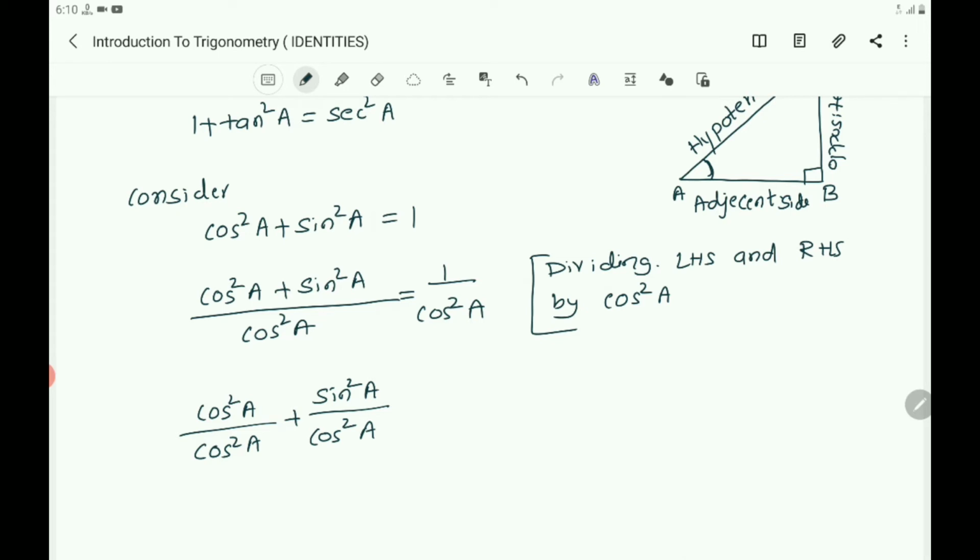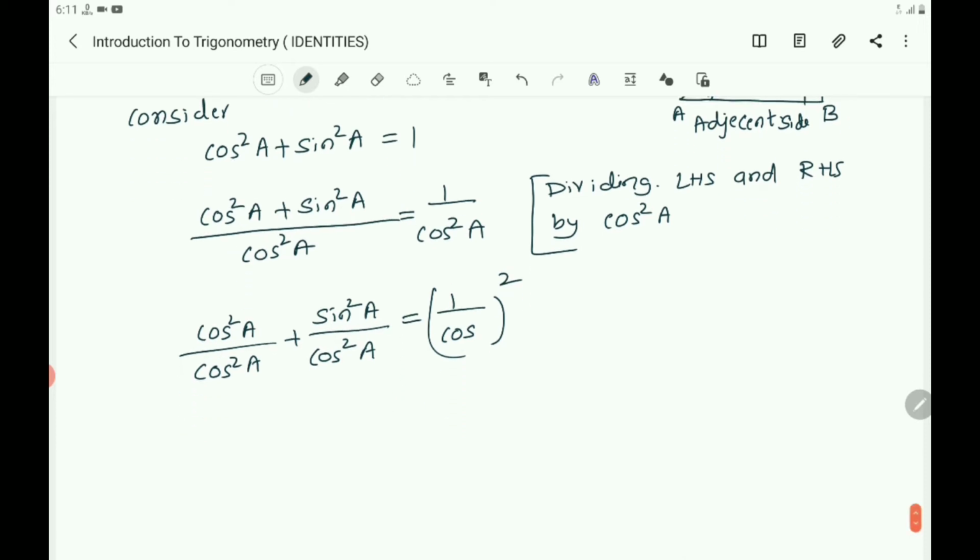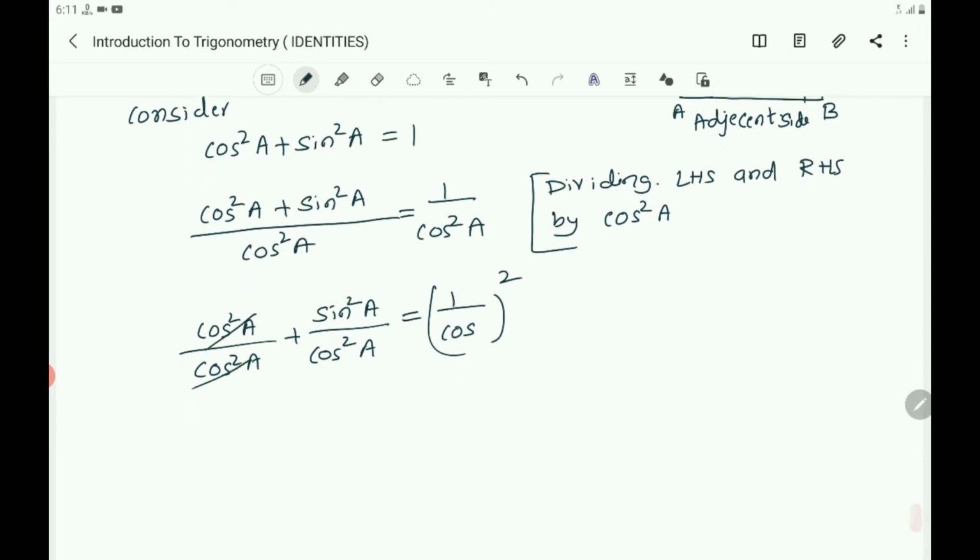Cos square a by cos square a plus sin square a by cos square a equals 1 by cos square a, that is 1 by cos whole square. Then here cos square a cancels, you will get 1 here, plus sin a by cos a whole square. Sin square a by cos square a is sin a by cos a whole square, and 1 by cosine is secant, so you will get secant square a.